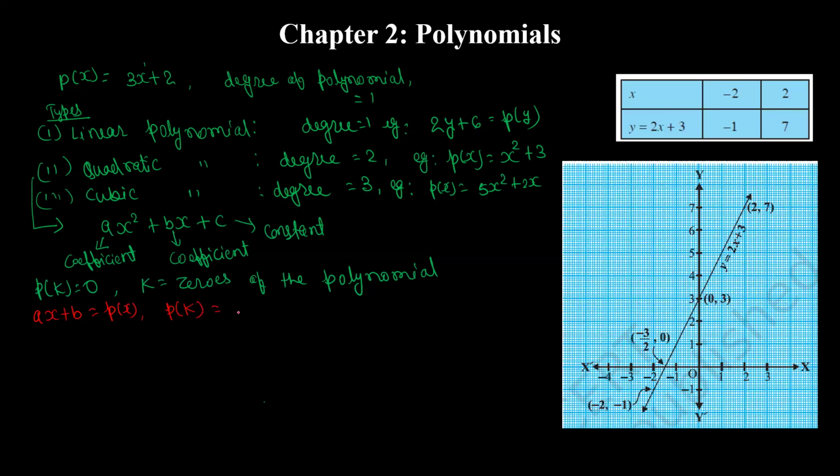So finally this polynomial will become ak plus b. And for this value, this polynomial is going to be 0. Then k is called the zero of the polynomial. So finally, what is the value of k? It will become minus b by a. So this also can be written as minus, what? It is the coefficient. What is b here?